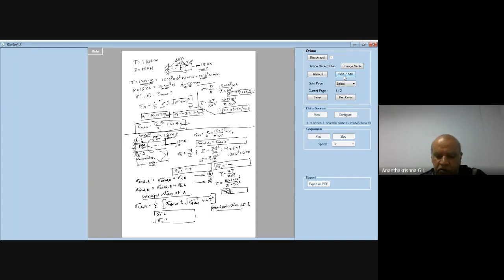Are you with me now? So first, for the 15 kilonewton load, find out the axial stress, which is going to be the same for both point A and point B. 15 into 10 power 3 by pi d square by 4 gives 7.64 Newton per mm square. That's going to be the same for both critical points A and B.